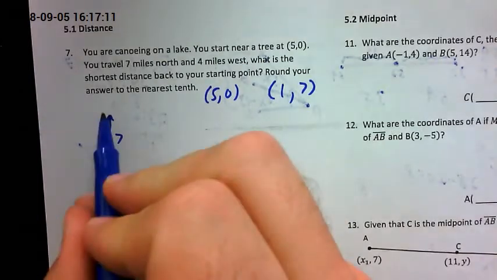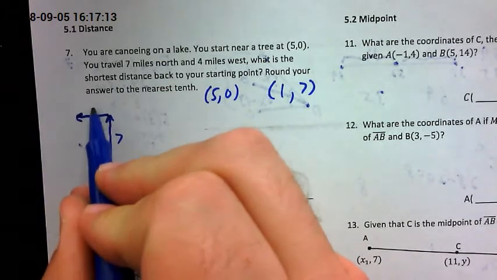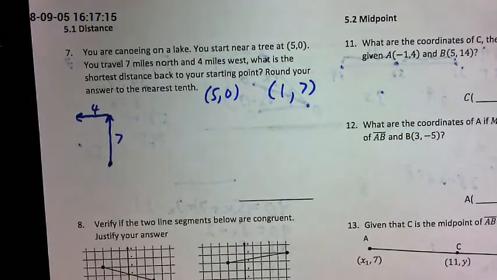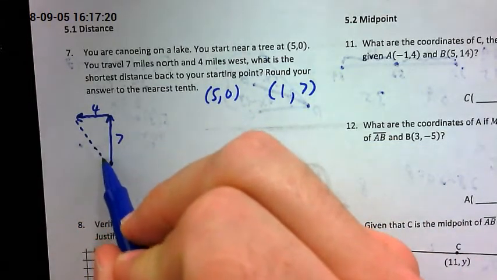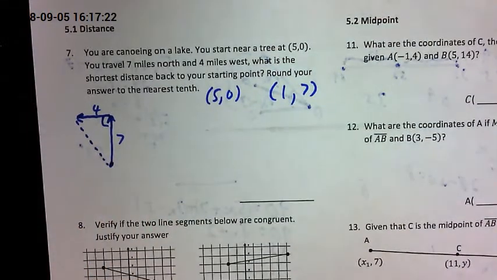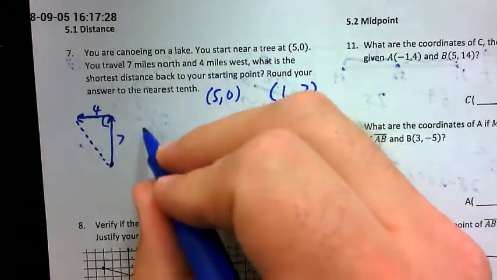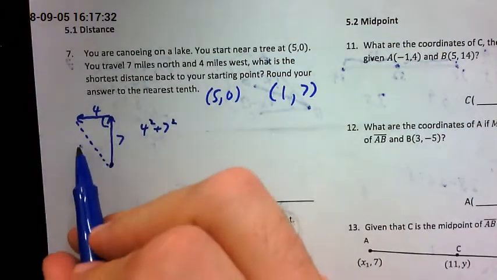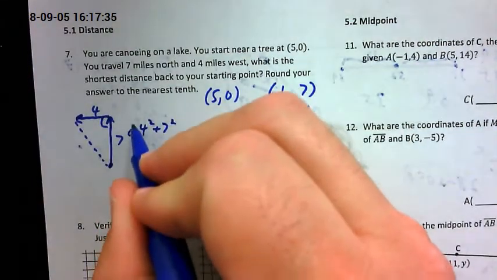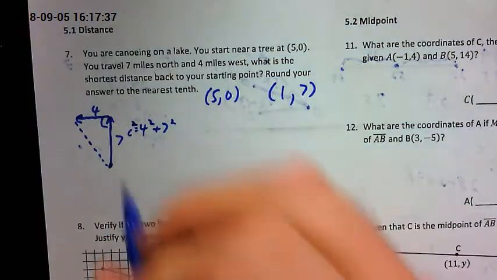Then I went 4 miles west. I need to find the shortest distance back to the starting point, which would be this line here. So that makes a right triangle. I don't have to do distance formula because I have the two legs already of the right triangle. So I can just do 4 squared plus 7 squared, and that should equal this side squared, which if I'm doing it as a right triangle, I'd call c squared.